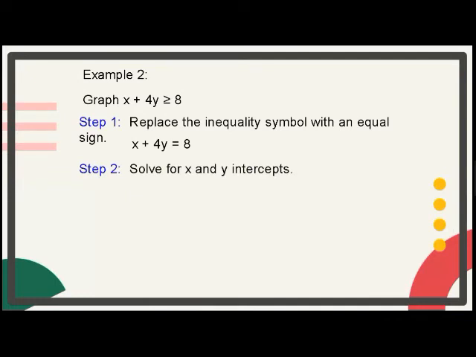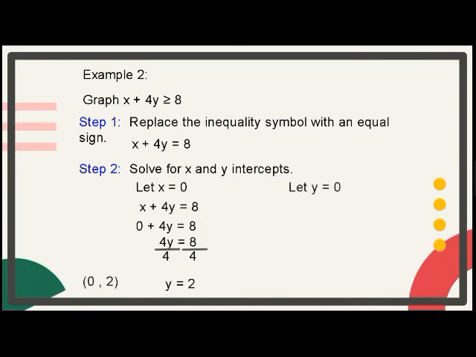Again, to solve for x and y-intercepts, let x be equal to 0. Then, substitute the value of x to our equation, x plus 4y equals 8. So, 0 plus 4y equals 8, then 4y equals 8. Solve for y, divide both sides by 4, y equals 2. Our point is 0, 2.